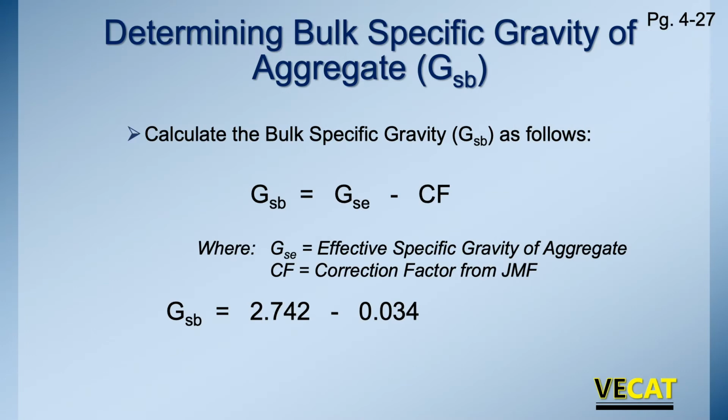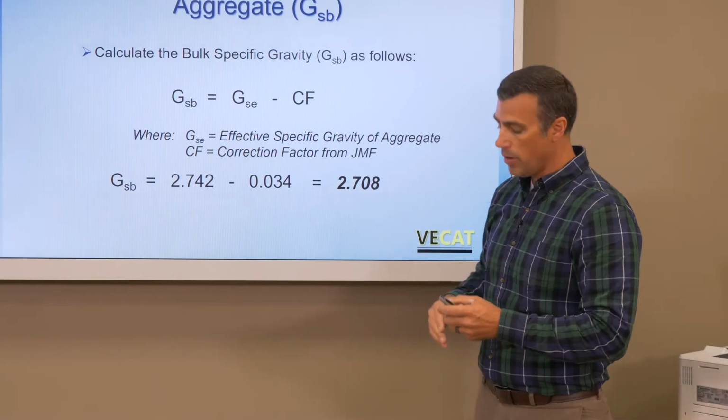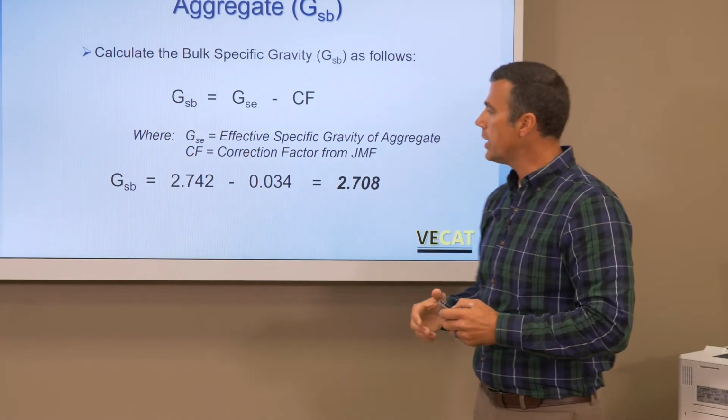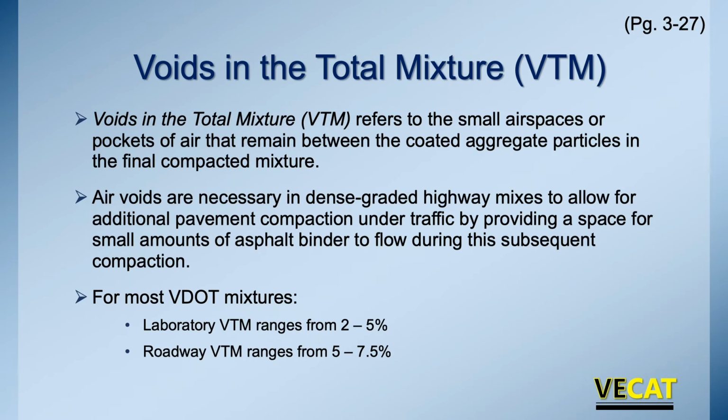So as an example, we just determined an effective gravity of 2.742. We get a correction factor from our job mix formula of 0.034. That gives us a bulk specific gravity of our stone of 2.708. We're going to need this number for some of those volumetric calculations. So back to some of our volumetrics.